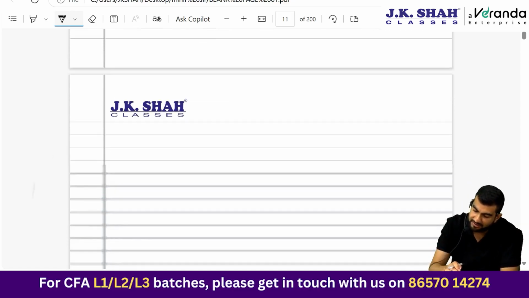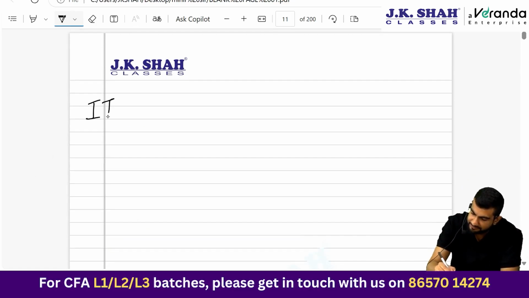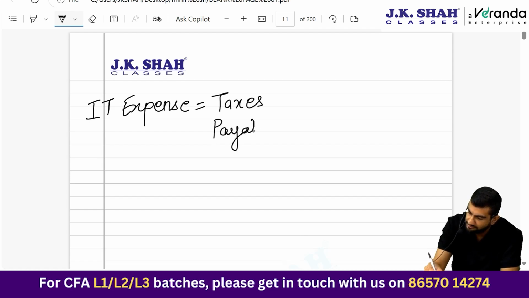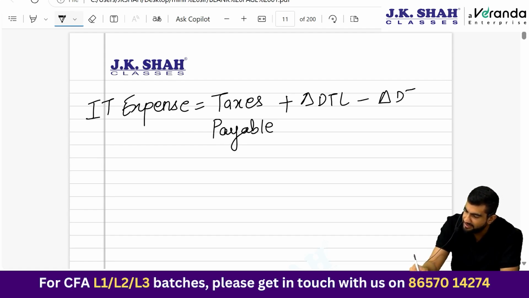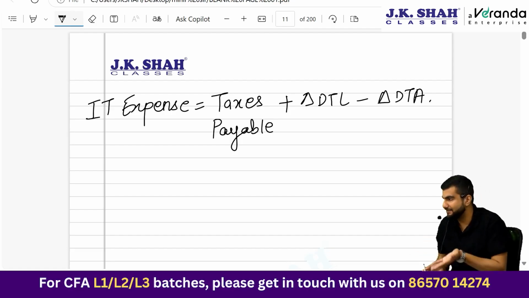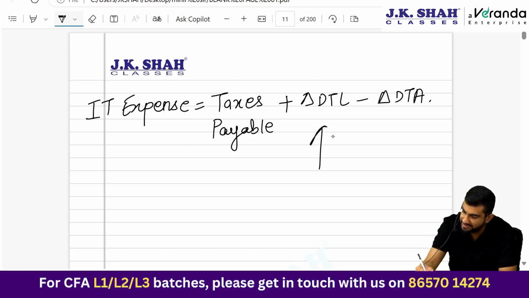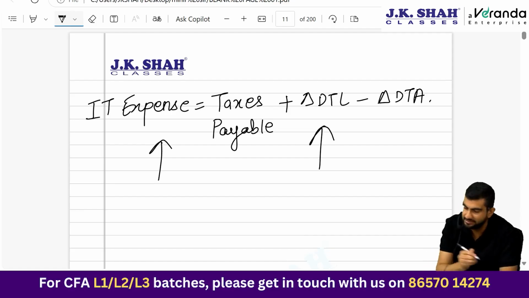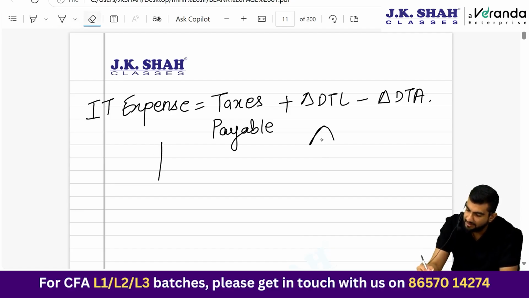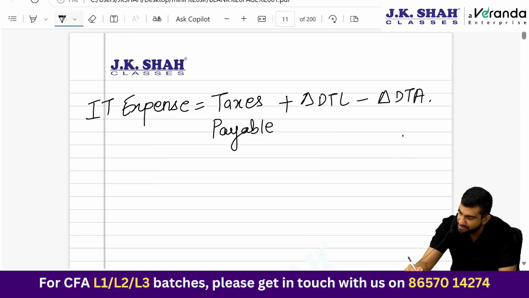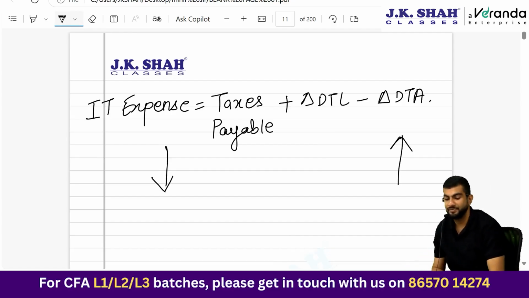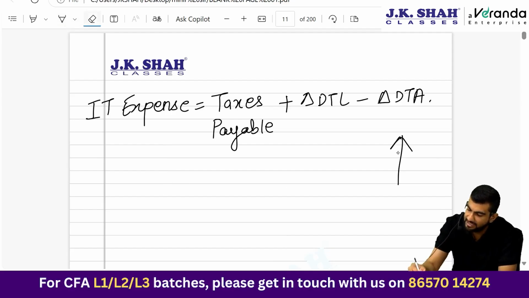Now remember one thing, income tax expense is equal to taxes payable plus change in DTL minus change in DTA. Now, if your DTL balance increases because of an increase in tax rate, ultimately your income tax expense will increase. But if you have a DTA balance and if tax rates increase, your DTA will increase and ultimately income tax expense will reduce.